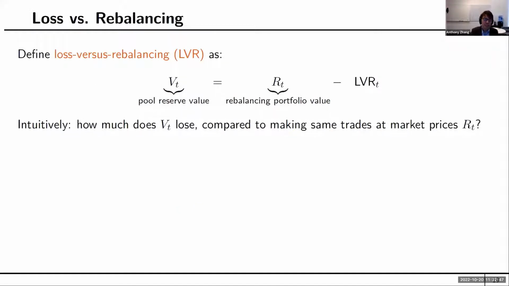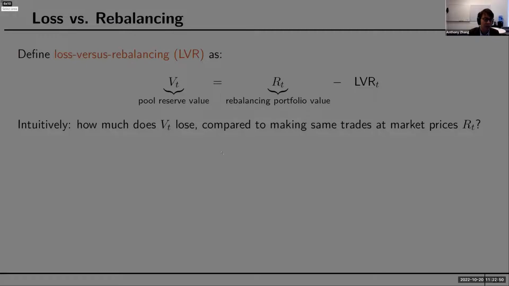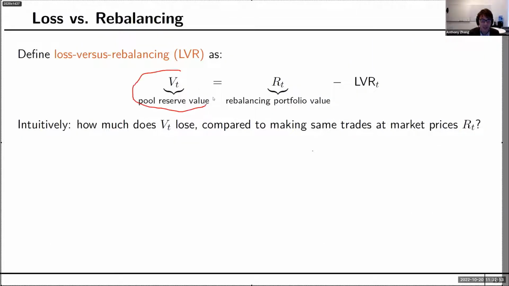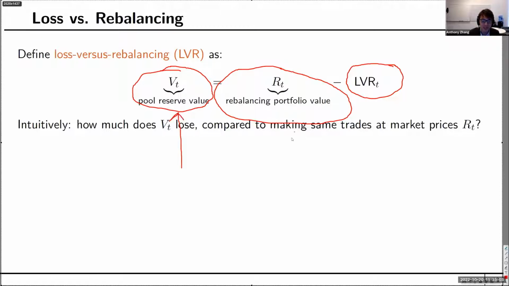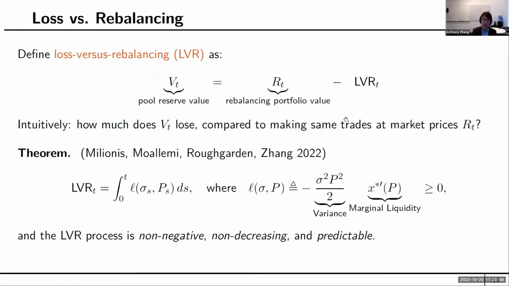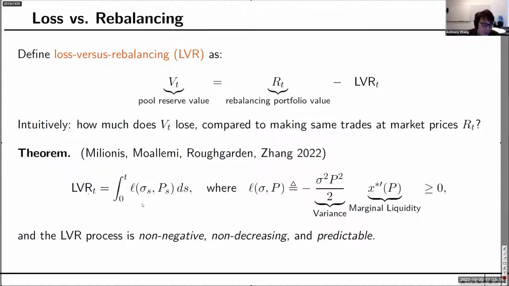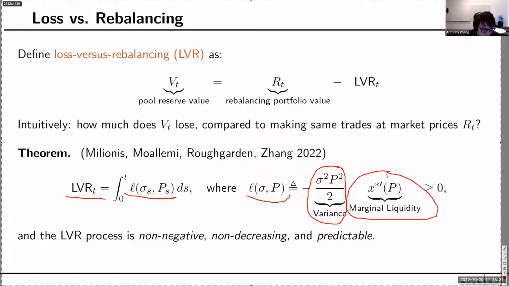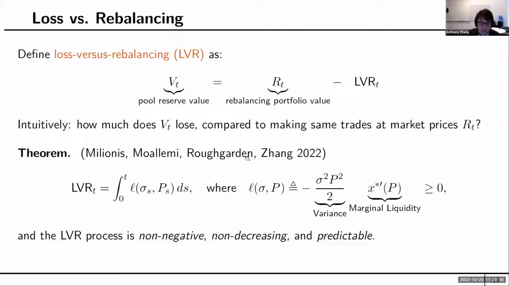Now we're just going to write loss versus rebalancing as the difference between what the pool gets and what the rebalancing strategy gets. So loss versus rebalancing is what your value is when you trade at the pool prices, compared to if you did exactly the same trades, but did so at the Binance prices. The core result of our paper is to characterize loss versus rebalancing. And as I mentioned, loss versus rebalancing up to point T is equal to the integral of instantaneous loss versus rebalancing. Instantaneous loss versus rebalancing depends on how much prices move around and how much marginal liquidity the pool is providing. Now let me talk about what is going on here.